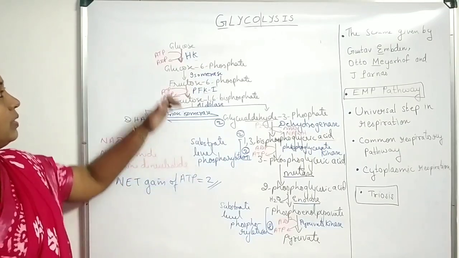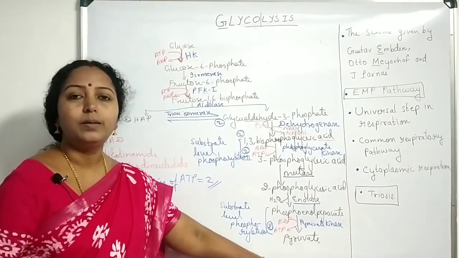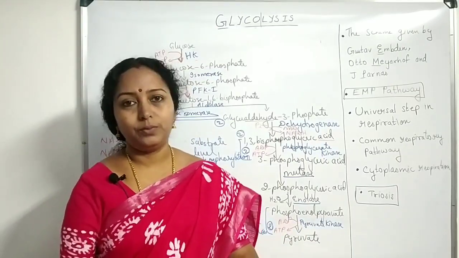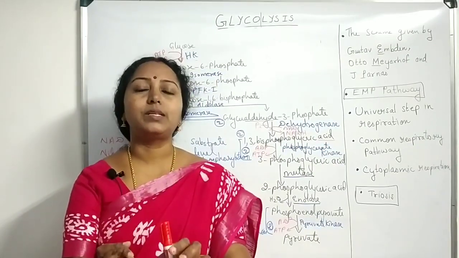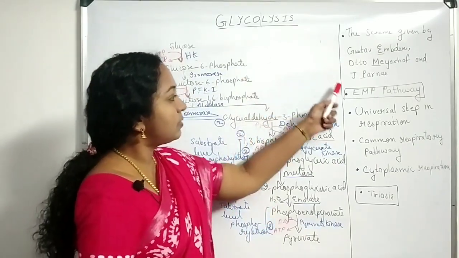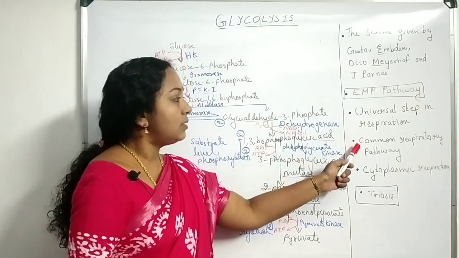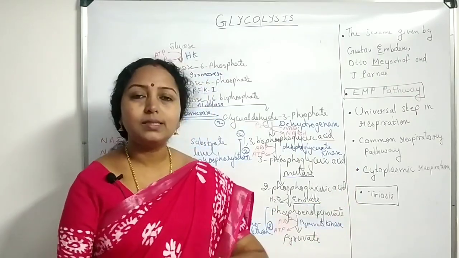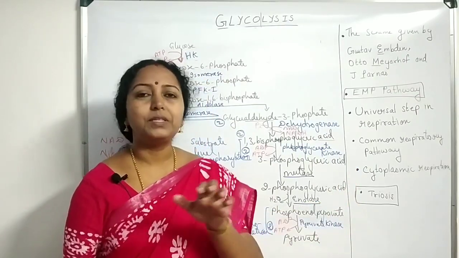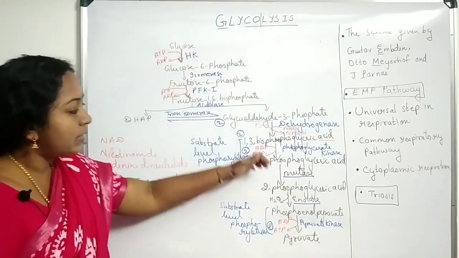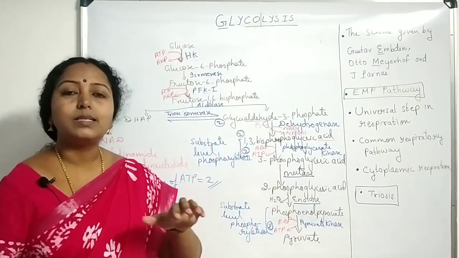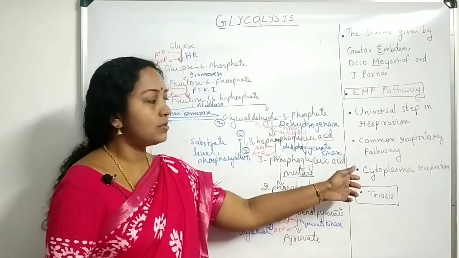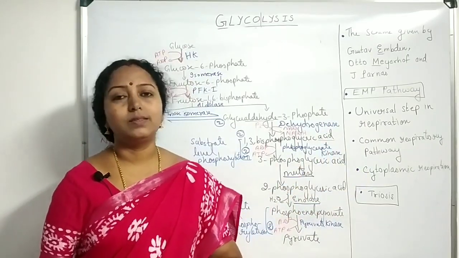So here I hope you understood how glucose is getting converted to pyruvate. And what happens to this pyruvate? What is the fate of the pyruvate? It depends upon which type of cell it is. As I have told you, glycolysis is a universal step in respiration. It is a common respiratory pathway in all organisms and this takes place in the cytoplasm. There is no need of any cell organelle because all these enzymes that I have mentioned here are present in the cytoplasm of every cell. So this process takes place in the cytoplasm. So glycolysis is also called cytoplasmic respiration.